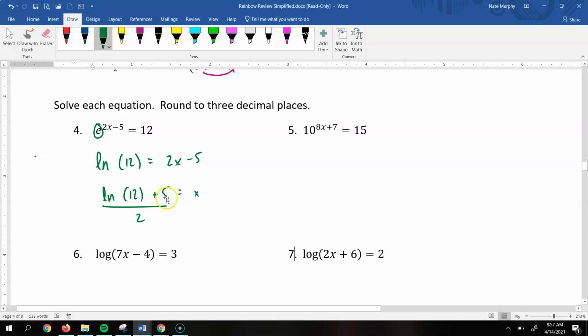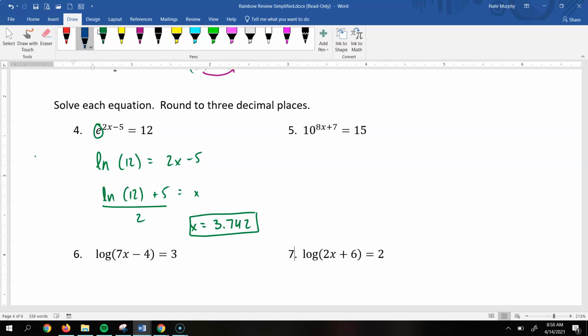And then I'm going to add 5. I'm going to hit enter, so I make sure I get the numerator all correct. And then I'm just going to hit the divide by 2 button to make sure then I get the denominator there. And when you do that, it says round to the 3 decimal places, so we'd say 3.742 would be your answer.